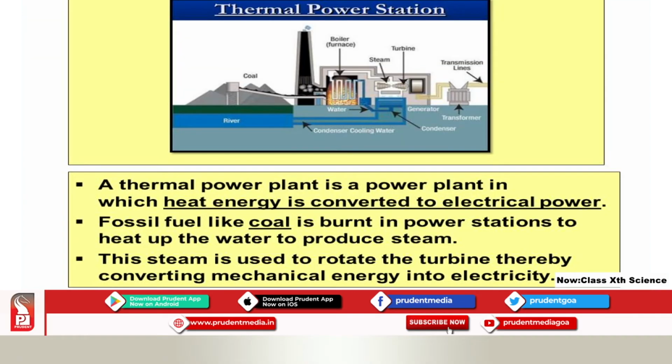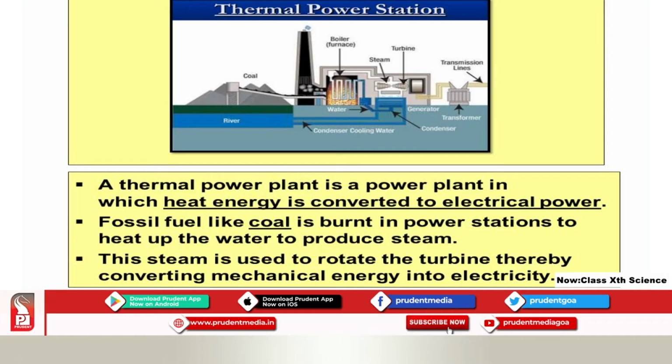Now, I will tell you how it works. Using coal as the fuel, water will be heated. After water gets heated, the water will be converted into steam. The steam is passed over the turbine. The turbine starts moving and the mechanical energy is converted into electrical energy. Okay. This is the simple working of a thermal power plant.